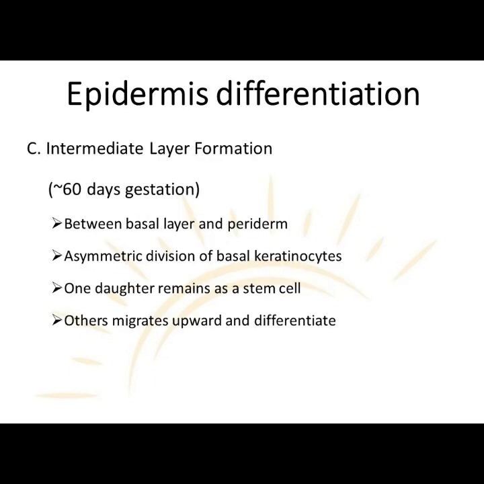60 days. Intermediate layer forms between germinativum, basal, and periderm, outer. Likely through asymmetric cell division. One daughter cell stays as a basal stem cell. The other begins upward differentiation.